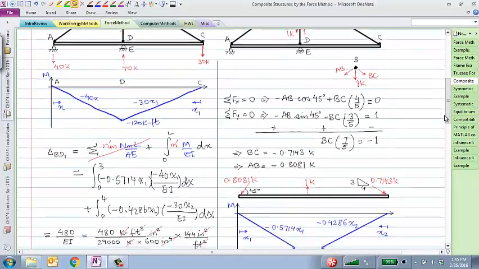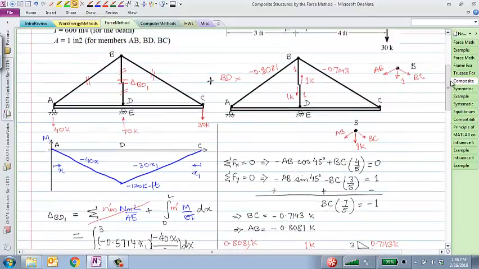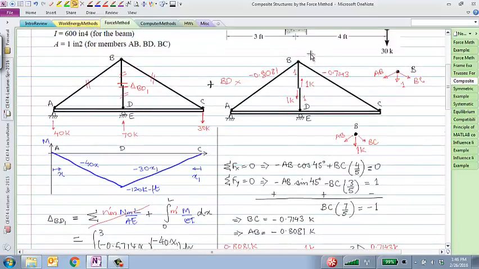Okay. So now to calculate the FBD-BD, again, we're using the virtual work method. And we have to keep in mind that to calculate this flexibility coefficient, the real and the virtual system is always the same. That's the point that we always apply when we use this force method. So here we already have this real system here. So the virtual system will be the same as it.